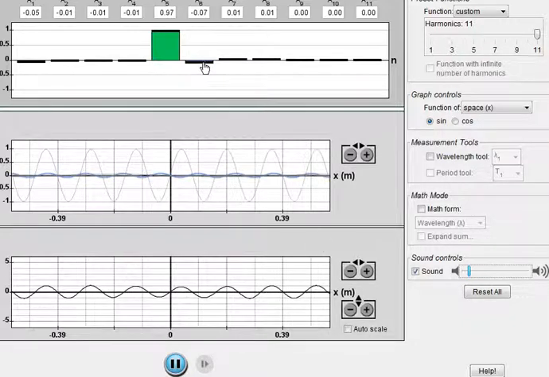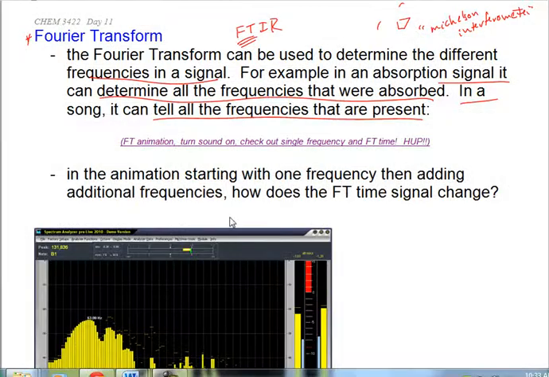So this is what I think another lab in pChem that they're playing around with. Not this thing, but something else. But in the animation, starting with one frequency, then adding additional frequencies, how does the Fourier transform signal change? It gets more bunched up, like a center burst, right? On the FID, you see this center burst, right? The more frequencies that you measure, it's just a different domain.